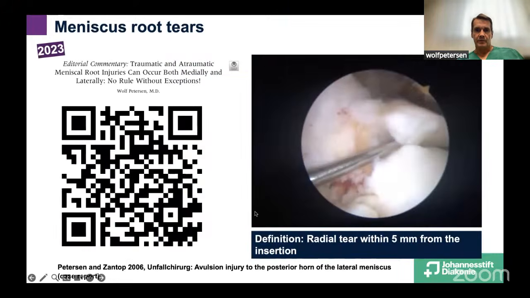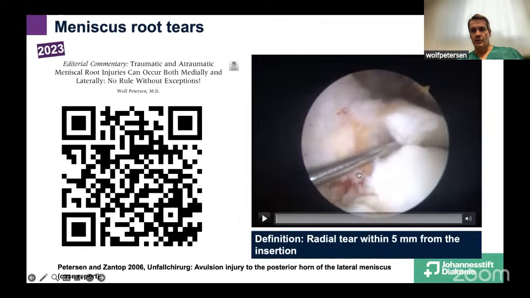Yeah, let's talk about root tears. This is again a video. I think it does not work, but per definition, a medial meniscus root tear is a lesion which is an avulsion of the meniscus from the insertion zone, a radiate tear within 5 millimeters from the insertion by definition.